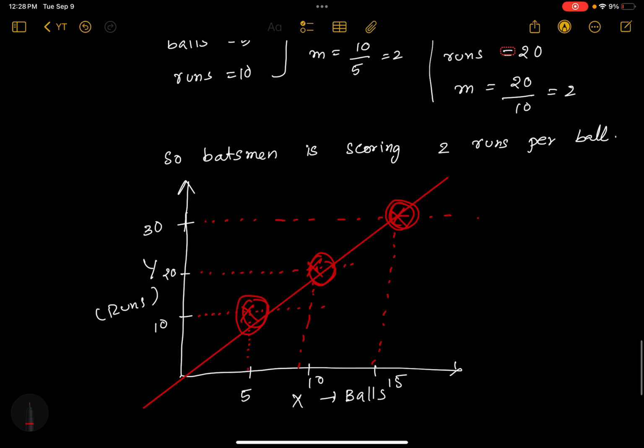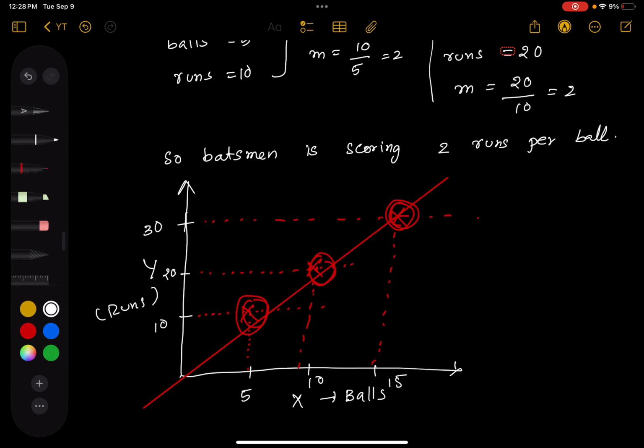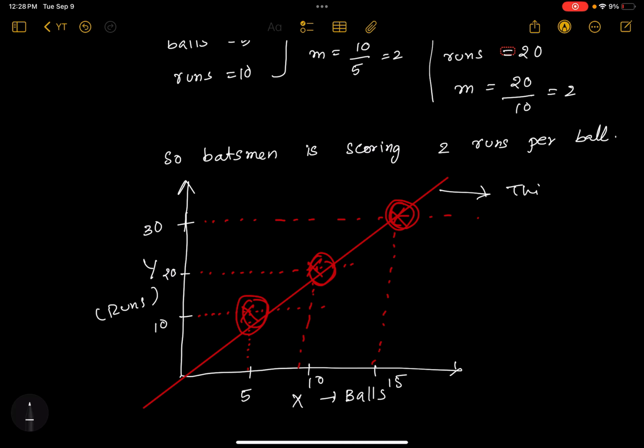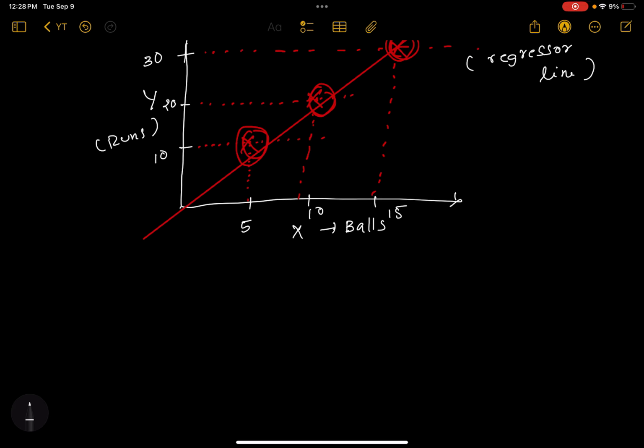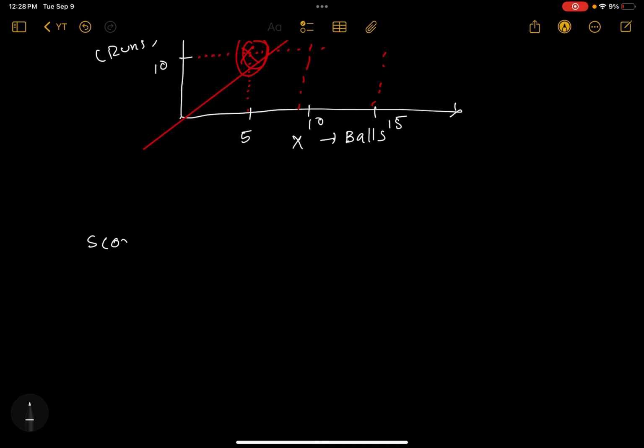So this line is the regressor line. But here's a twist. In real cricket, scores are not perfect, right? Scores were never perfect. Are they? I don't think so. If you think they are, you better stop watching cricket.